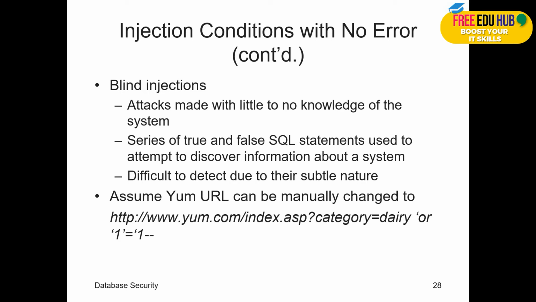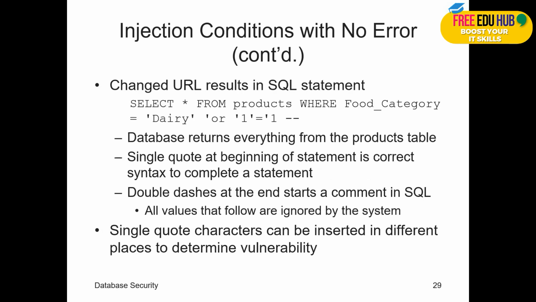Now, assume the category is dairy, and they are writing dairy or 1 is equal to 1. The system would not stop it unless it is defined to suppress any kind of false executions which take place on the URL category if people are trying to get information about the database.